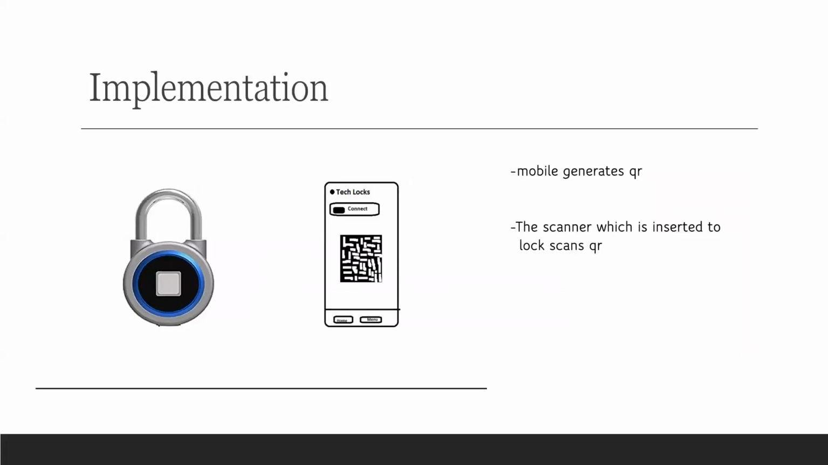How to implement my project? The mobile generates a QR. The scanner, which is attached to the lock, scans the QR.